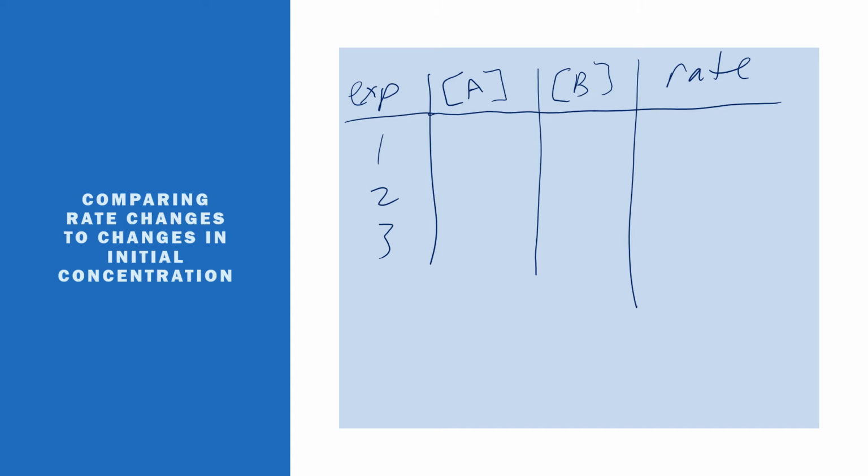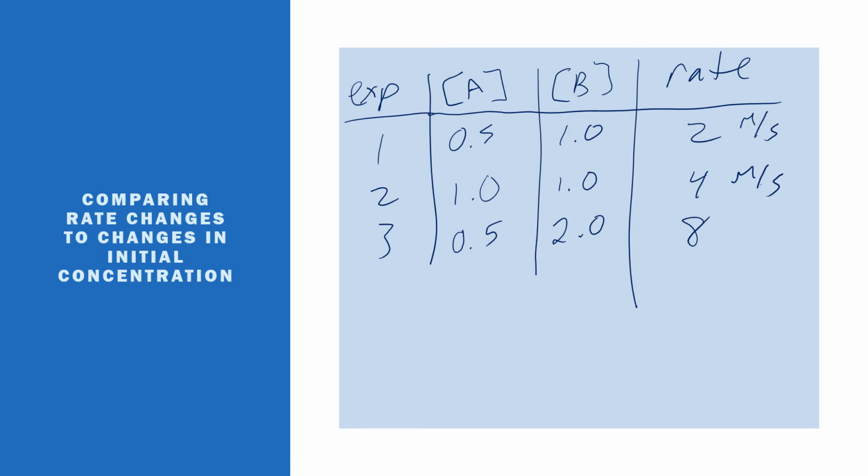So for example, I'm going to do a really simple one. So let's say the rate is 2 molarity per second. My original molarity of A is 0.5. My original molarity of B is 1.0. In the second experiment, my concentration of A is 1, and my concentration of B is also 1, and now my rate is 4 molarity per second. And then in my third experiment, my concentration of A is 0.5, and my concentration of B is 2, and my rate is now 8.